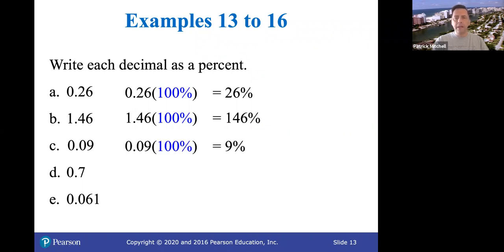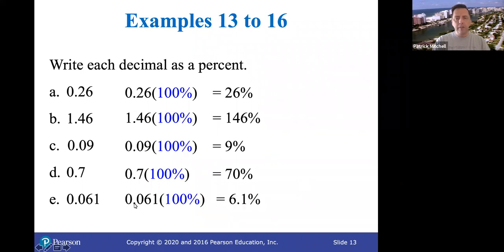9/100ths would be 9%. 7/10ths, be careful with this one. Again, it moves the decimal point 2 places to the right. So first to the 7 and then another place, which means I need to tack on a 0. And finally, 61/1000ths. We're going to be multiplying this by 100%. Move the decimal point 1, 2 places to the right. It's going to end up at 6 1/10%.